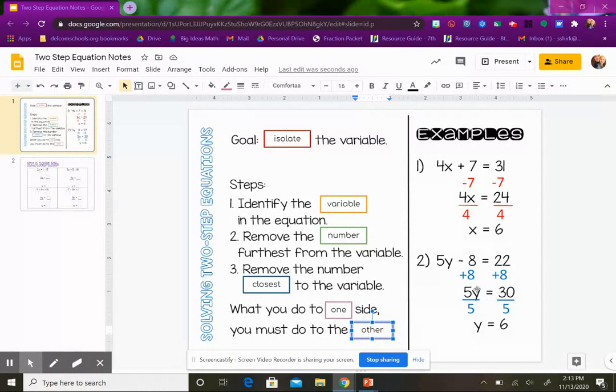I then need to get rid of my multiplication of 5, and so in order to do that, I'm going to divide by 5, both sides. My y is equal to 30 divided by 5 is 6.